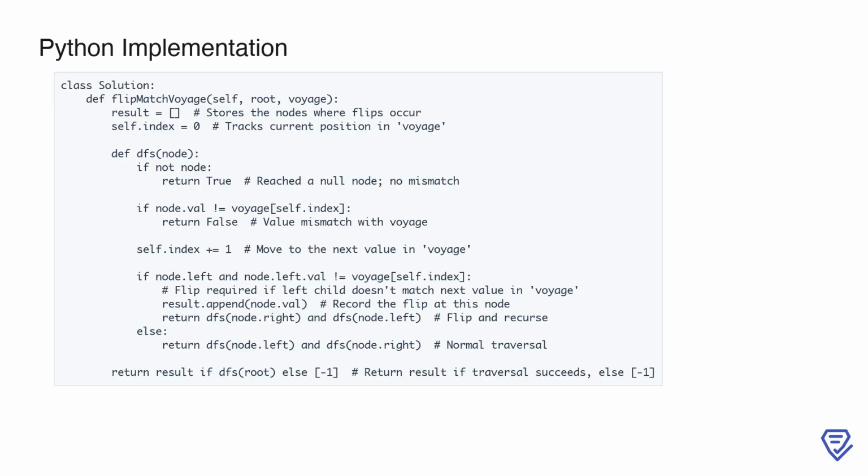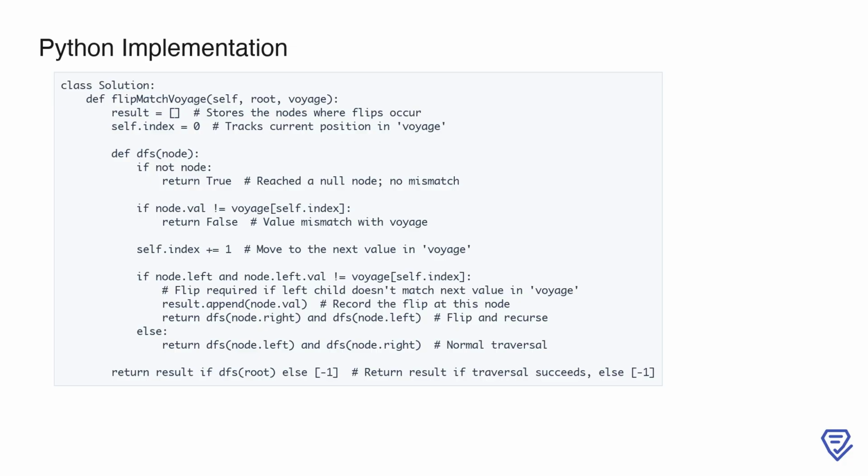It first checks if the current node is null, returning true if so, as there's no mismatch possible. If the node's value does not match the current voyage index, the function immediately returns false. Otherwise, the index is incremented to move to the next value. If the left child exists and its value does not match the next value in the voyage, a flip is required. The current node's value is added to the result list, and the function recurses first on the right child, flipped, and then on the left child.